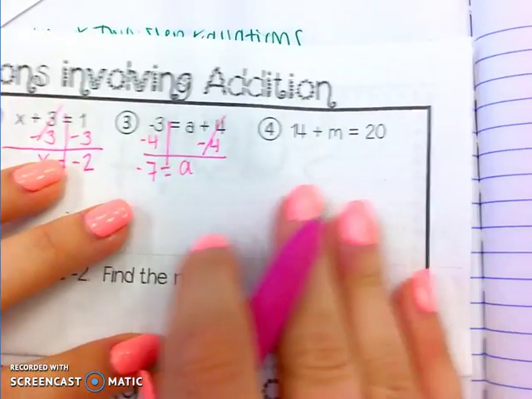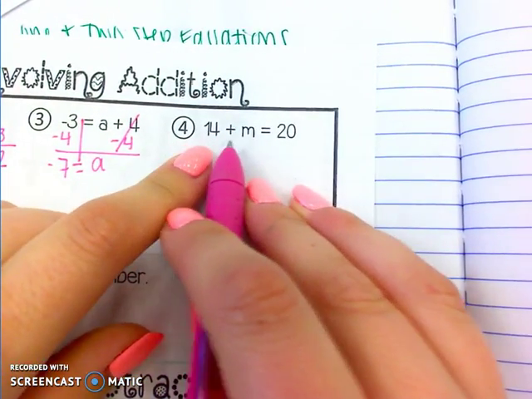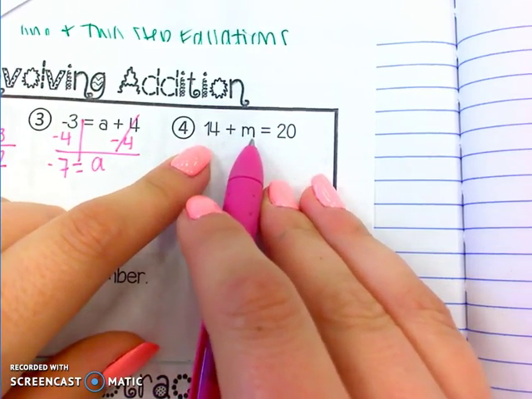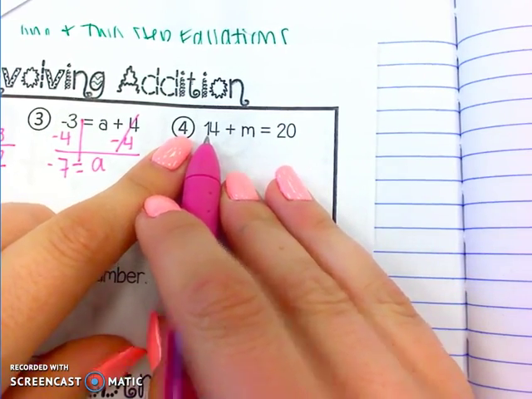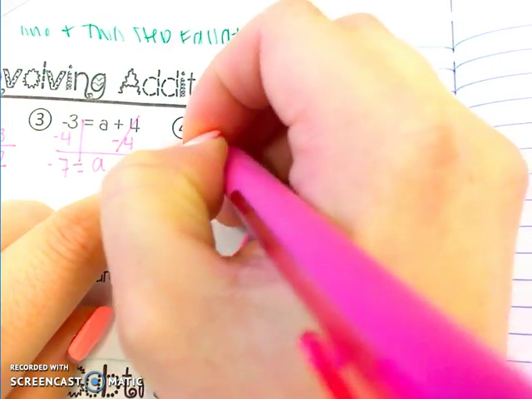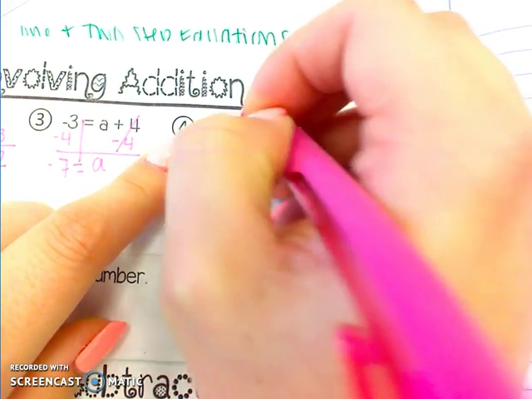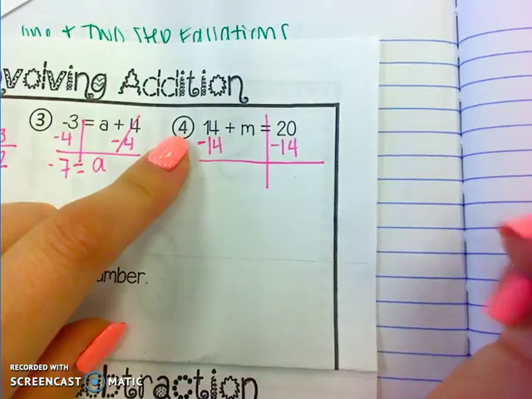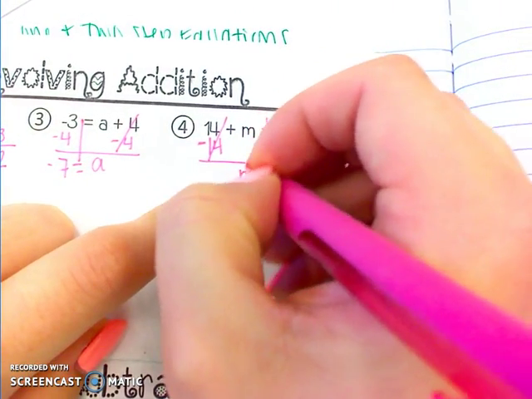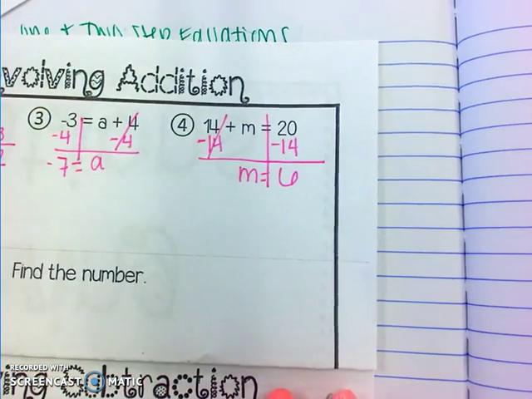Okay. I have a 14 plus m. I don't want to subtract m. This is technically a positive 14, so I want to get rid of it with a negative 14 because I'm trying to get my variable by itself. So I'm left with m equals 6.